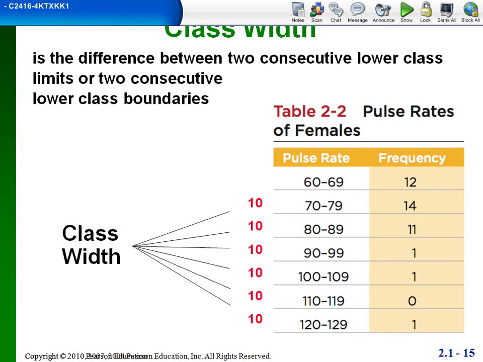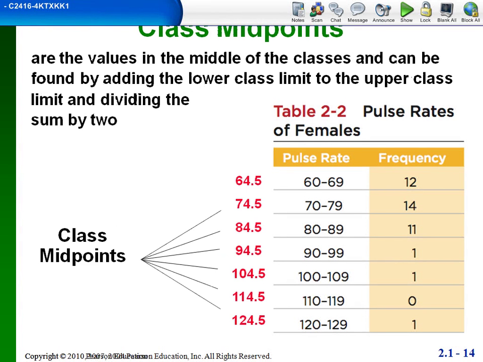You could even take them here. Take 79 minus 69. What are you going to get? 10. You can even do it with midpoints. Take two sequential midpoints and subtract them. You're going to get the same thing, 10. So, for example, go back to the midpoints right here, take 74.5 minus 64.5. What do you get? You get 10, right? So that's how you get class width when you're already given the histogram or the table itself. Any questions on that?